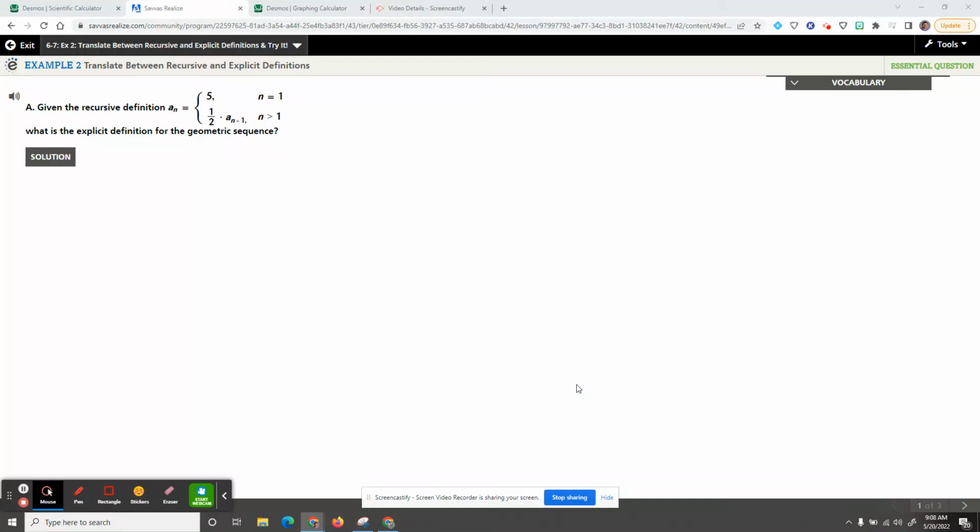Just like arithmetic sequences that we talked about earlier in the year, there's recursive definitions and there's explicit definitions. The explicit definition is the way more useful one because you get one formula and you can find any term in the sequence. So what we're going to talk about in this example is converting between the recursive definition and the explicit definition. So first part of the example, when you're given the recursive definition, what is the explicit definition? How do we get to the explicit definition?